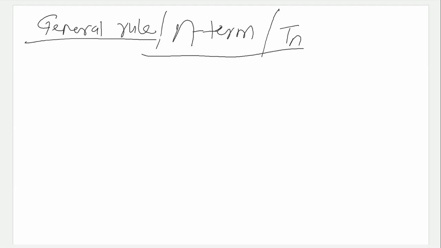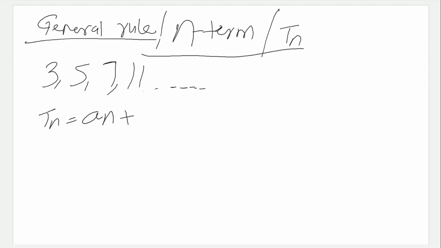Okay, let's look at our first example that we used. We had 3, we had 5, we had 7, we had 9, and so on. And we want to find the general term of this pattern. Remember I said that the general term of the linear pattern is written in the form Tn equals An plus B.